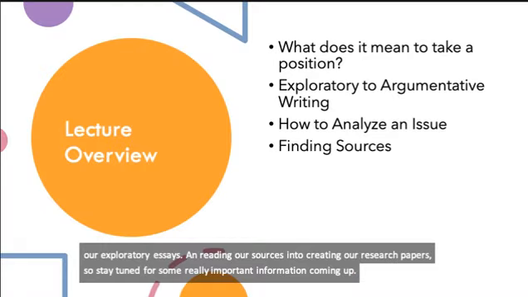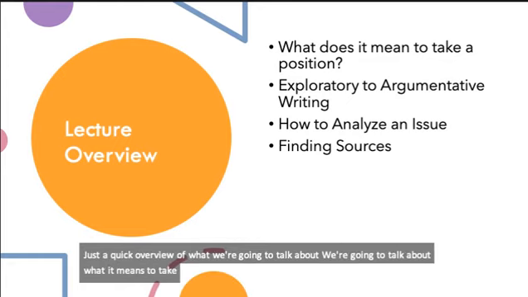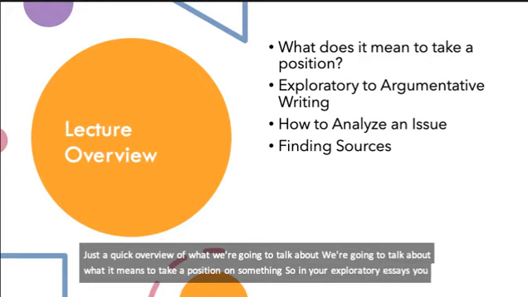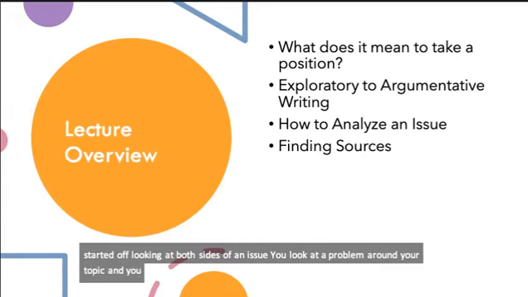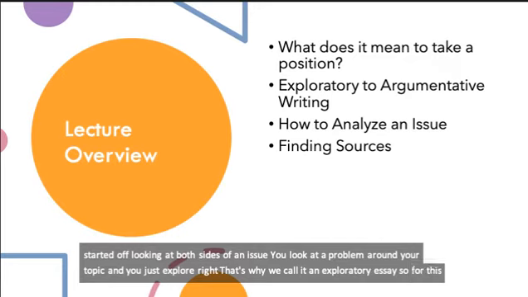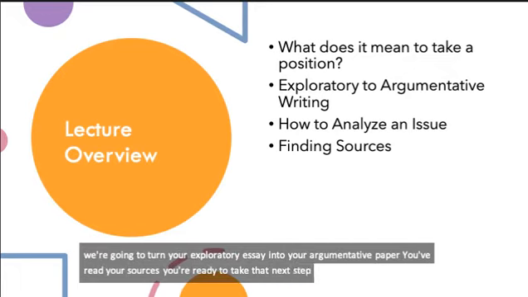So just a quick overview of what we're going to talk about. We're going to talk about what it means to take a position on something. In your exploratory essays, you started off looking at both sides of an issue. You looked at a problem around your topic, and you just explored, right? That's why we call it an exploratory essay. So for this, we're going to turn your exploratory essay into your argumentative paper. You've read your sources. You're ready to take that next step and choose a side, essentially.